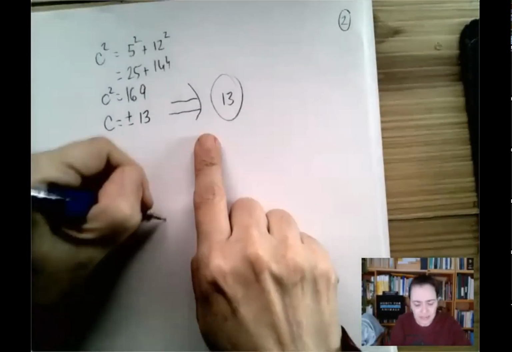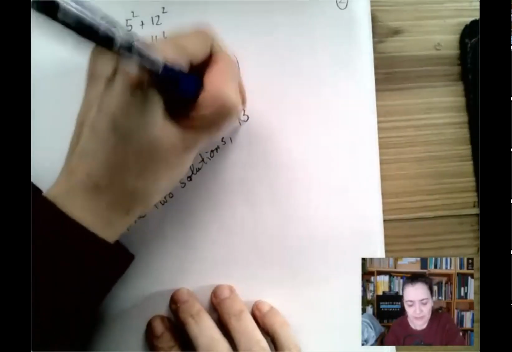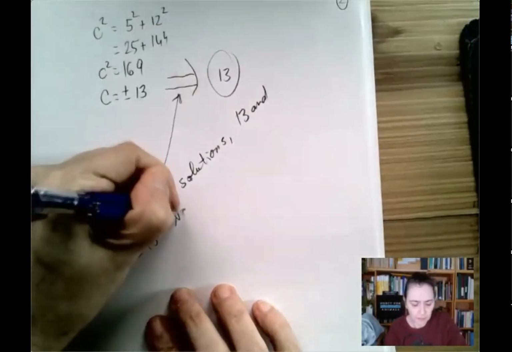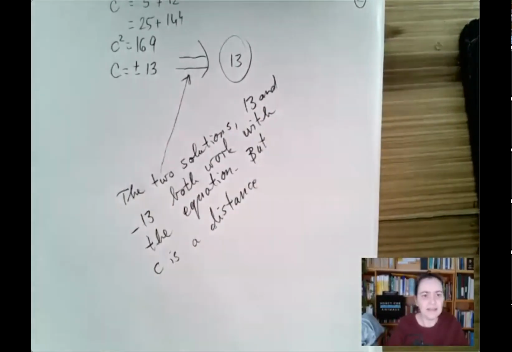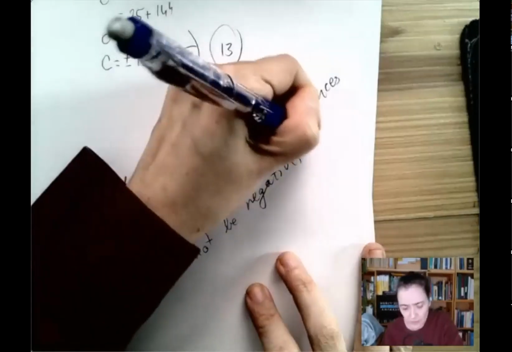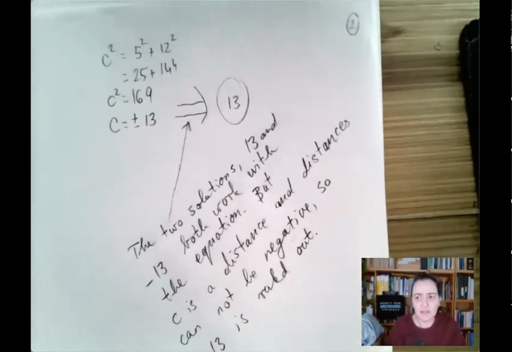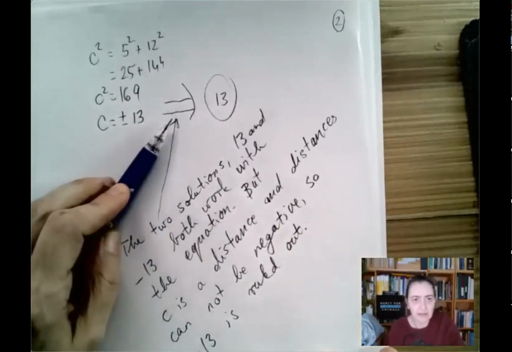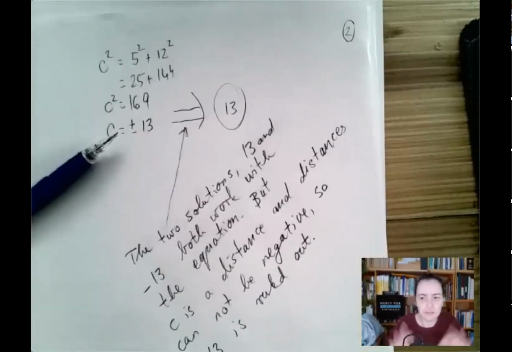This arrow here is short for "the following." The two solutions, 13 and negative 13, both work with the equation, but c is a distance, and distances cannot be negative. So negative 13 is ruled out. That's a lot of writing, but all I'm asking is that you replace it with this. But there is an important step here: there is algebra, and algebra spits out all the numbers that work.